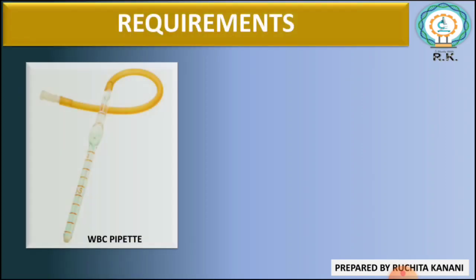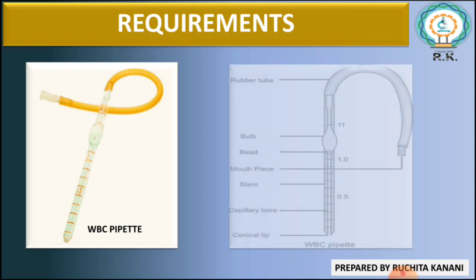Then materials required for the total white blood cell count. Here, WBC pipette is a graduated pipette that gives the dilution of 1:20, and you can see that it has two markings at the bottom as 0.5 and 1, and the top of the pipette is marked 11. It has a round shaped bulb which contains a white bead to mix the blood specimen and diluting fluid. On the top, a rubber tube is attached to the pipette for sucking the blood specimen and diluting fluid.